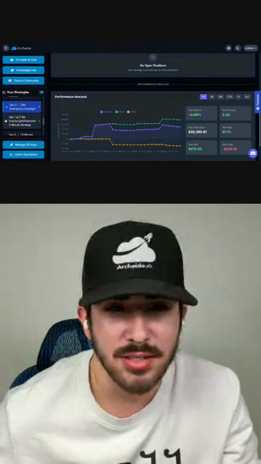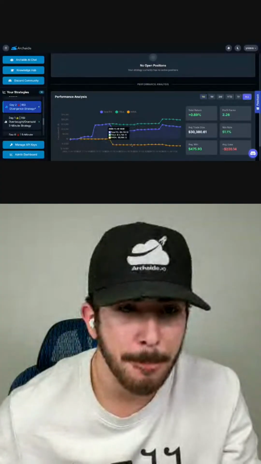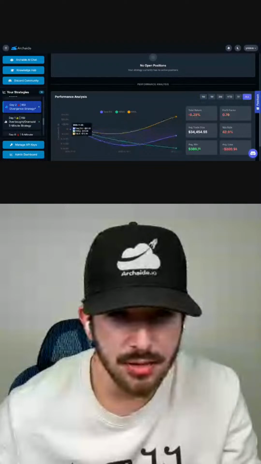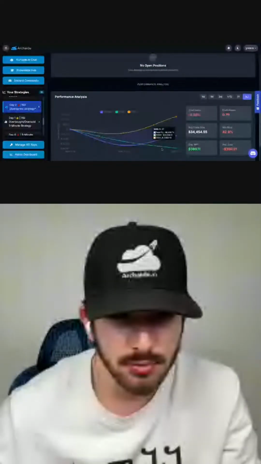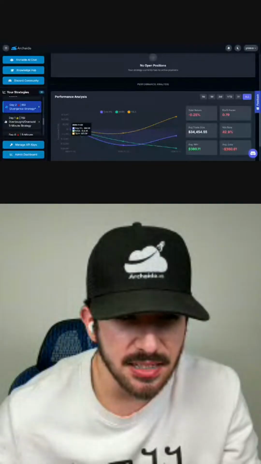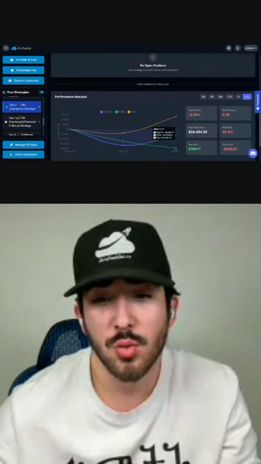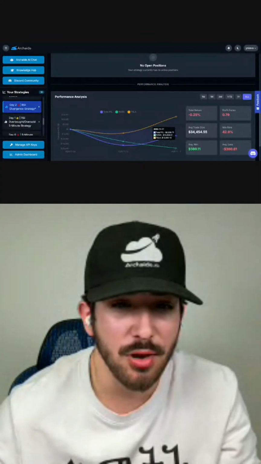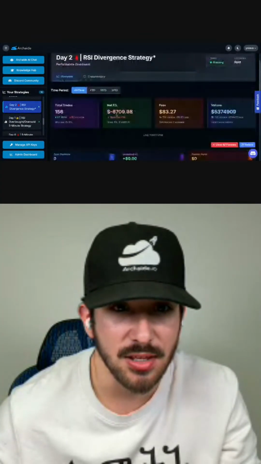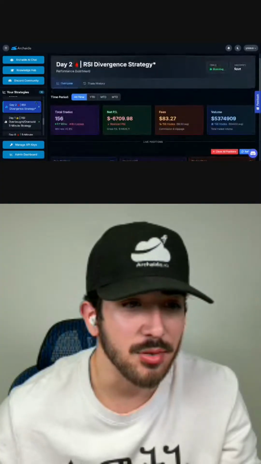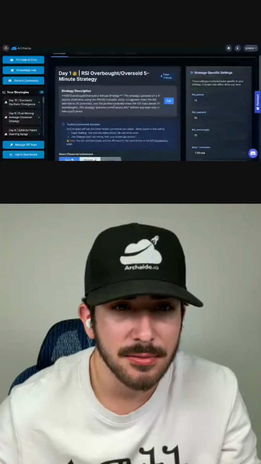Like, does the strategy work? Because again, look at this NVIDIA, right? Look at the curve for NVIDIA here. It's literally straight down, right? We went from a $19 loss to almost a $20,000 loss. So we lost 20 grand on NVIDIA using this strategy right here, the RSI divergence strategy. Absolutely dog shit.